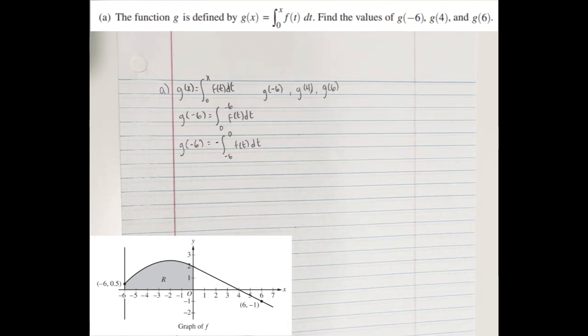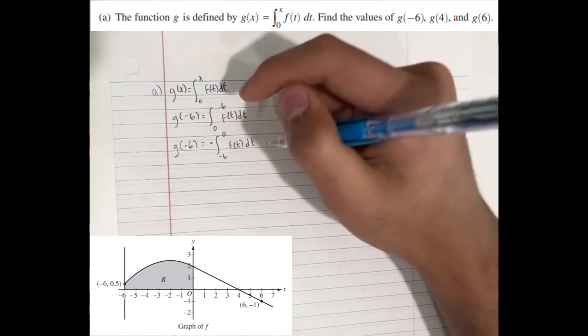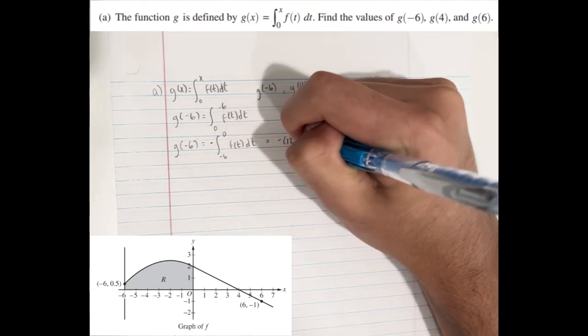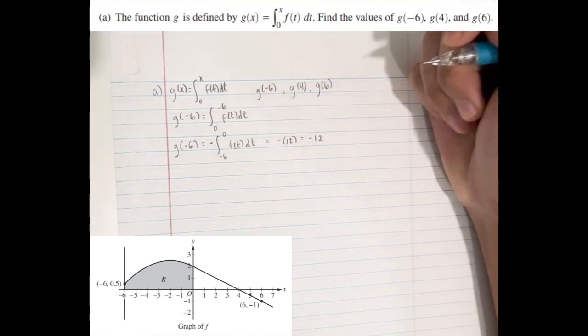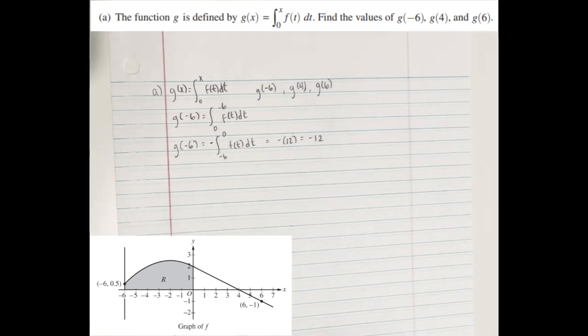So the integral from -6 to 0 of f(t) dt is 12, and that's given to us because it is the area under the curve of f(t) from -6 to 0. Now we multiply that by -1, and that's -12. So g(-6) equals -12.